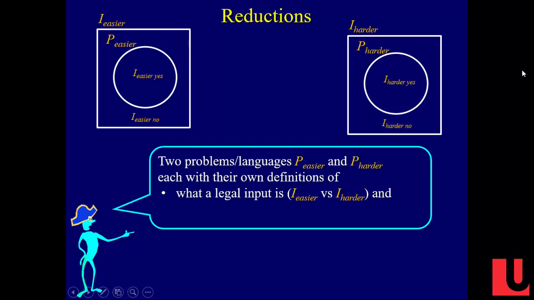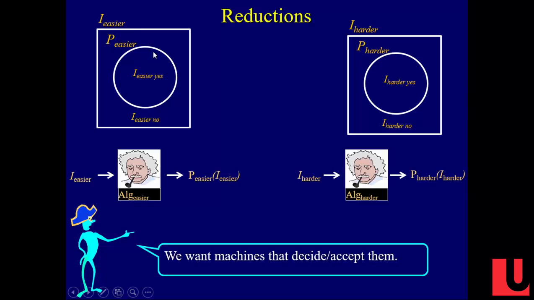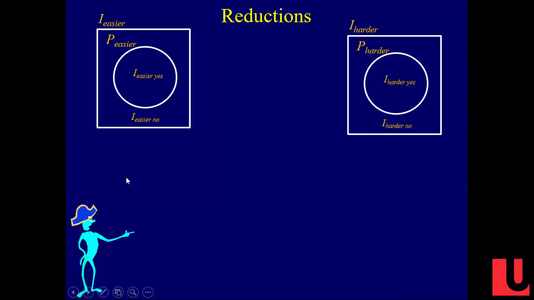And here's an easier problem. We want to prove that this problem is harder than that problem. It's hard to prove a problem's hard, so instead we prove it's easy, right? How do you prove it's easy? You come up with an algorithm for it. How do you come up with an algorithm for it? Here's an algorithm for this one. Here's an algorithm for that one, right?